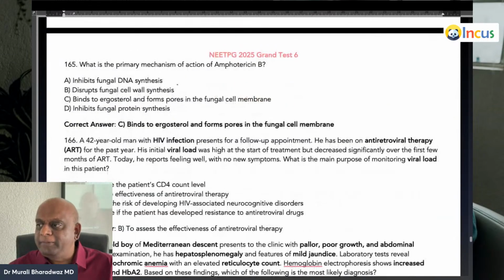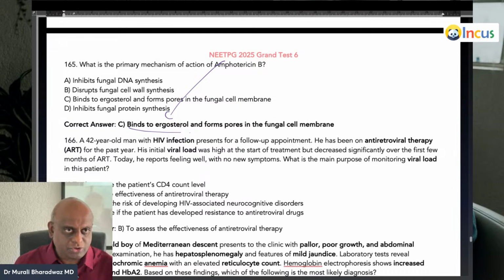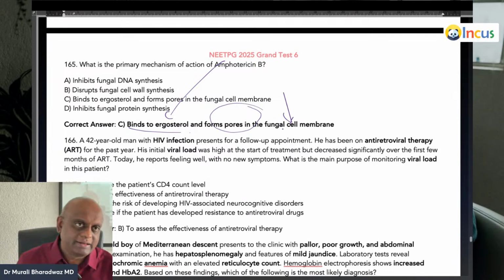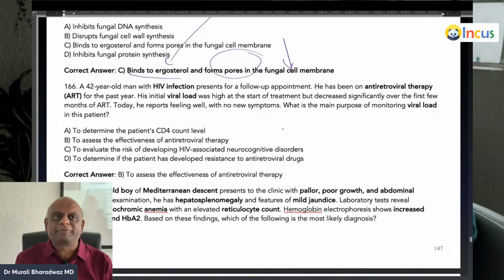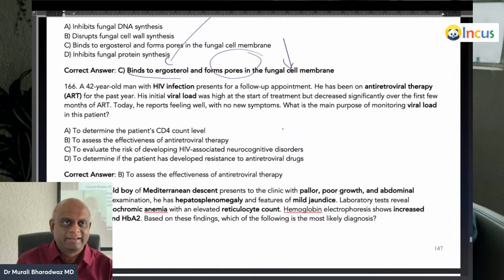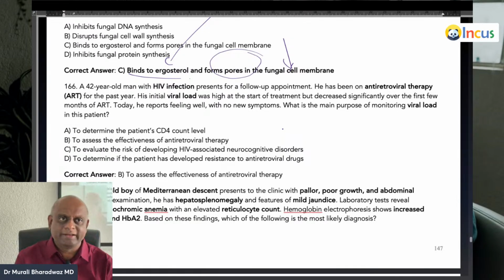What is the mechanism of amphotericin B? It binds to ergosterol, forms pores in the fungal cell membrane. So all antifungals, their mechanism of action, echinocandins, how does fluconazole work? You need to be very sure.